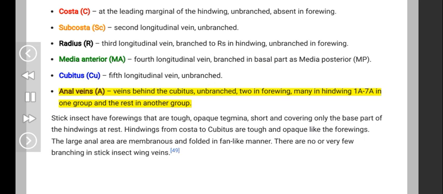rest in another group. Stick insects have forewings that are tough, opaque tegmina, short and covering only the base part of the hind wings at rest. Hindwings from costa to cubitus are tough and opaque like the forewings. The large anal area is membranous and folded in a fan-like manner. There are no or very few branching in stick insect wing veins.